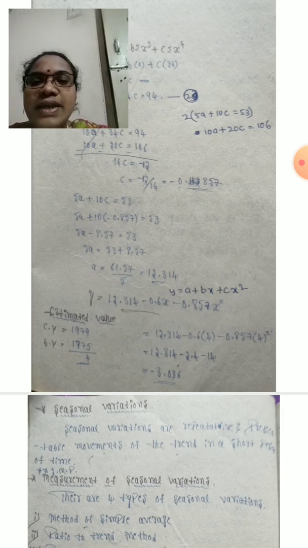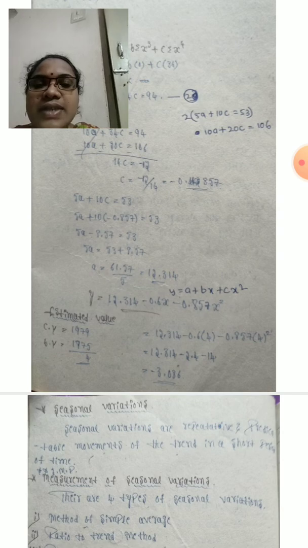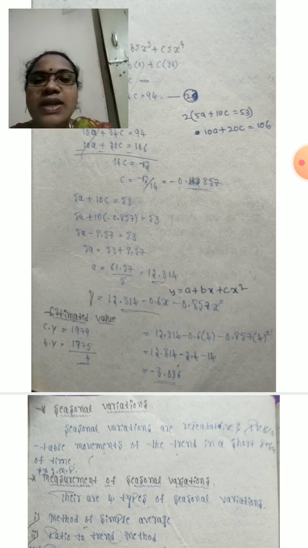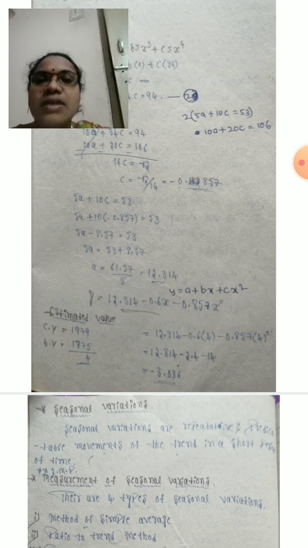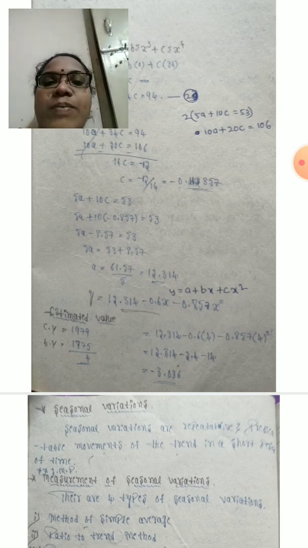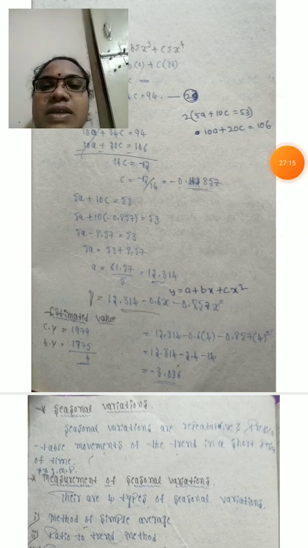Estimated value: current year is 1979, base year is 1975, that is 4. Next, here y equals a plus bx plus cx square. Next, a is 12.314, b is 2.4, and c is minus 3.086. Now this parabolic trend equation is completed.